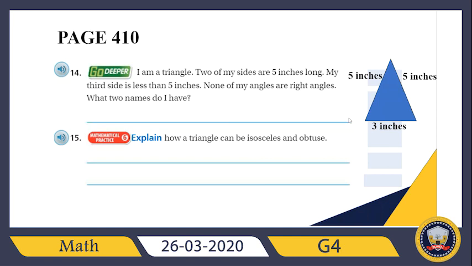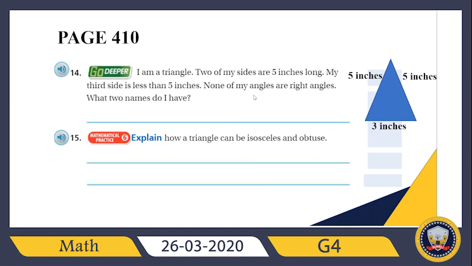Okay, right now I need to classify this triangle in accordance with its lengths, it means sides, and in accordance with its angles. For example, I draw a triangle by imagining myself as a triangle. So I put 5 inch for 2 lengths and I put 3 inch for the third length because it's saying my third side is less than 5 inch. So if you want, you can put 4, 2, 1. I put 3 inch because I know 3 is less than 5 inch.